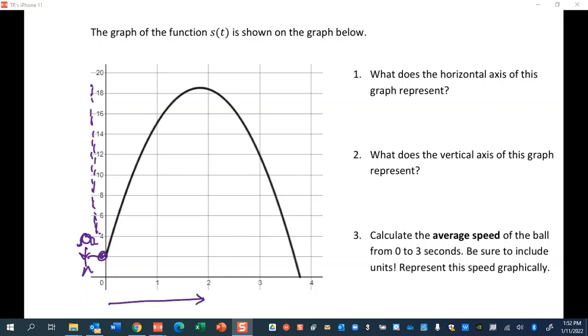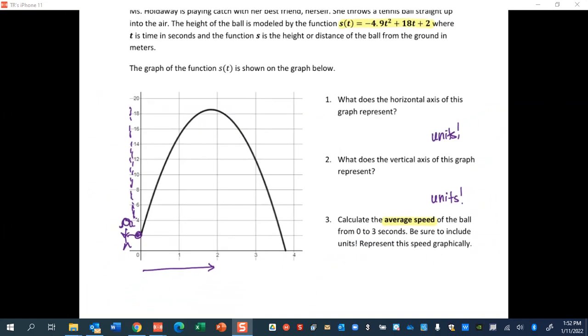So I'd like you and your groups to talk about what our horizontal axis represents. And I want to make sure that you talk to me about units. And when you're talking about our average speed, remember what we talked about as far as speed representing that one unit compared to another over time. And I want you to show me what that looks like on the graph.